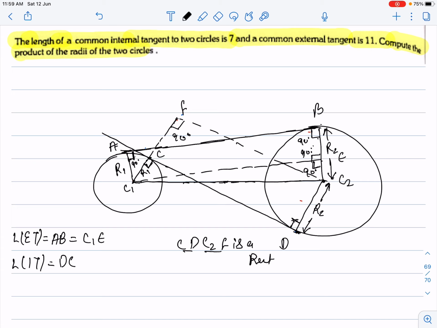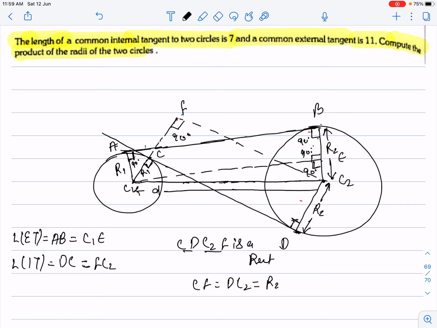Again the opposite sides of a rectangle are equal, so CF will be equal to DC2. That will be equal to R2 over here, and then the length of CD, or DC, will be equal to FC2. Hope you guys would have got my point. Let the distance between their centers be small d over here.